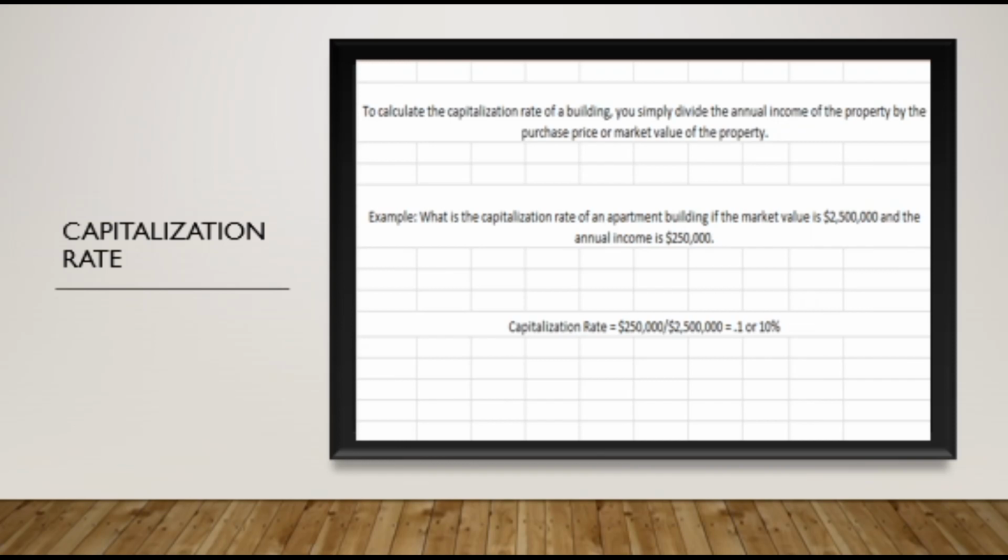So we're going to take the 250,000, which is the annual income, and divide that by the market value of 2,500,000, which gives us 0.1 or 10%. That's the capitalization rate.